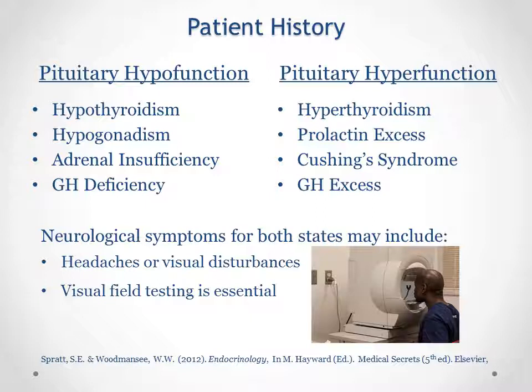It is very important, obviously, to take a very complete history and perform a complete physical exam on your patient. Questions regarding any endocrine hypo or hyperfunctioning would be very important as you're thinking of either the anterior and posterior areas of the pituitary gland and how they function. If we look at hypofunction, think of underactive thyroid or hypothyroidism, hypogonadism, adrenal insufficiency, growth hormone deficiency, and obviously with hyperfunction, you may see hyperthyroidism, excess of prolactin, Cushing's syndrome, or growth hormone excess.